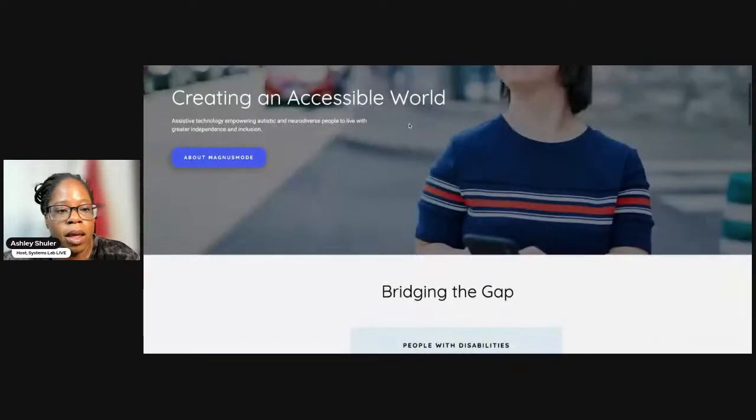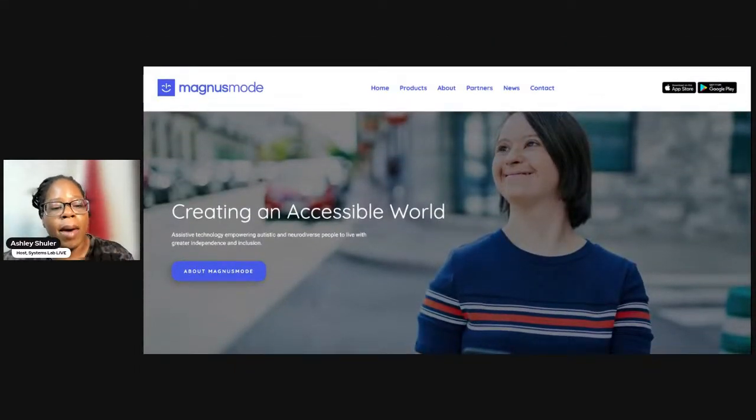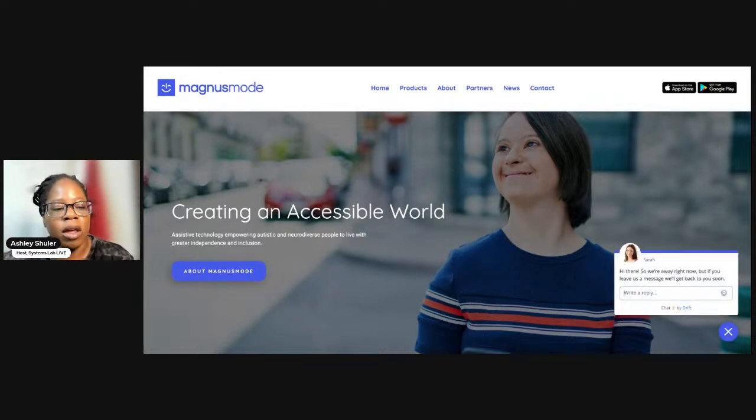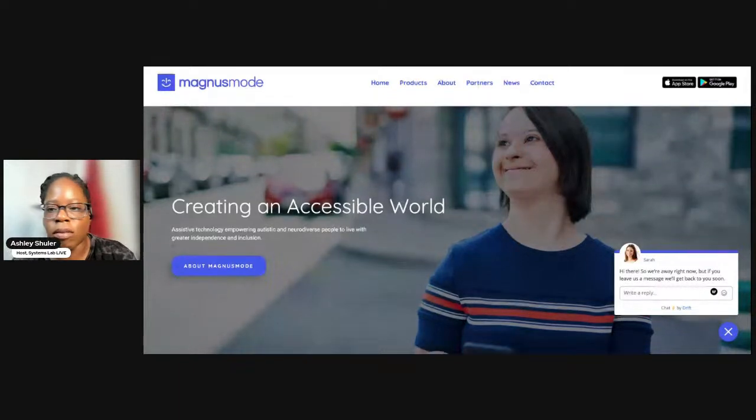Magnus Mode. Magnus Mode is assistive technology empowering autistic and neurodiverse people to live with greater independence and inclusion. I'm going to read you the summary of Magnus Mode. Magnus Mode was founded by Nadia Hamilton in Toronto, Canada. This is an OG legacy one. They started in 2011, so they're pretty much 12 years in the game. They provide assistive technology to create a more accessible world for autistic and neurodiverse people to move from the couch to the community.